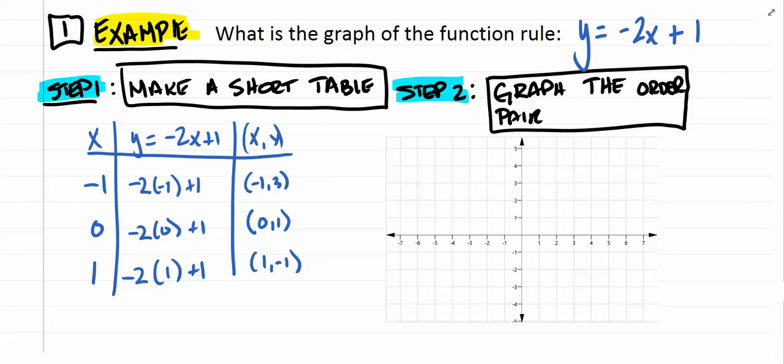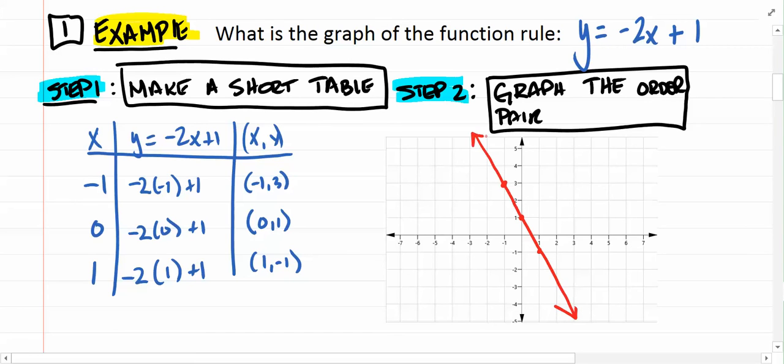Then go over to your graph and plot your ordered pairs. Negative 1 comma 3, that'd be up here. 0 comma 1, that would be here. And then 1 comma negative 1, that would be there. And then I would connect the line that goes through these points, because any point on this line is a solution to the equation, and that's what makes up the graph.